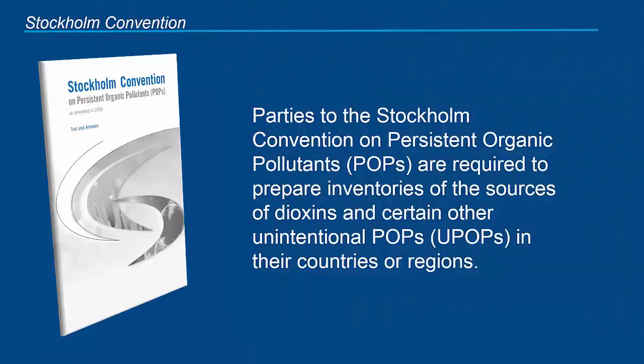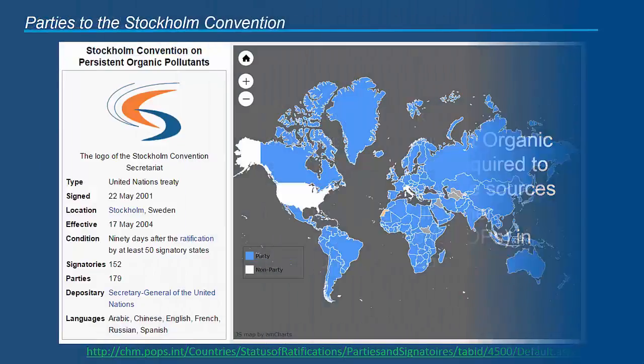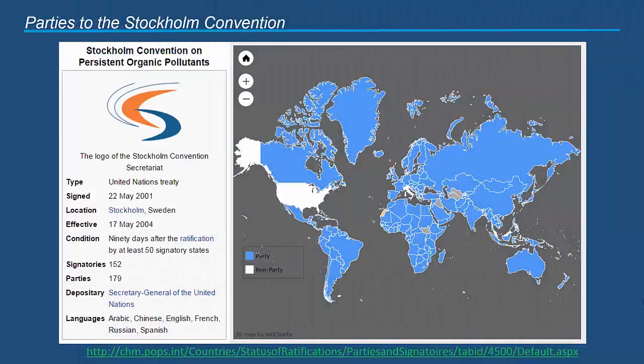Parties to the Stockholm Convention are required to prepare inventories of their sources of dioxins and other unintentional POPs, so-called UPOPs. It's obvious that almost all the countries on this map have been colored in blue. These are the 179 countries that have ratified the Stockholm Convention and agreed to meet its obligations. With the exception of some of the wealthier countries, almost all of these countries use the toolkit for preparing their UPOPs inventories.